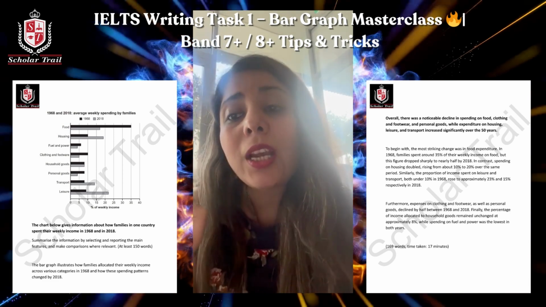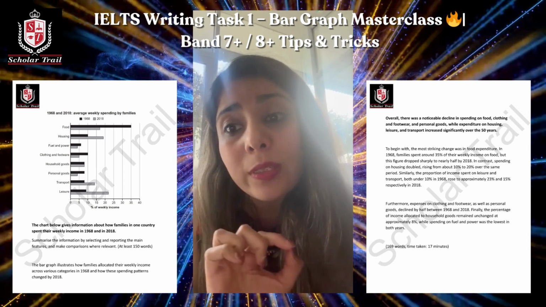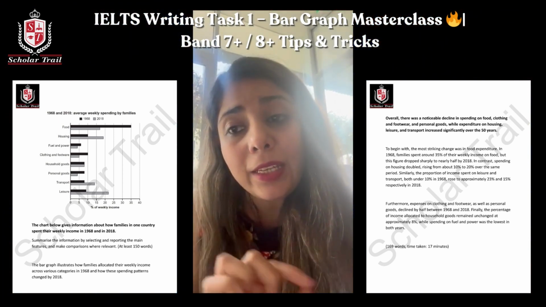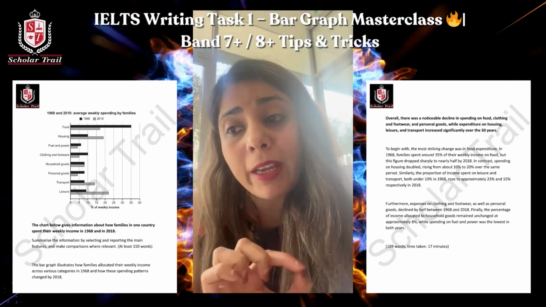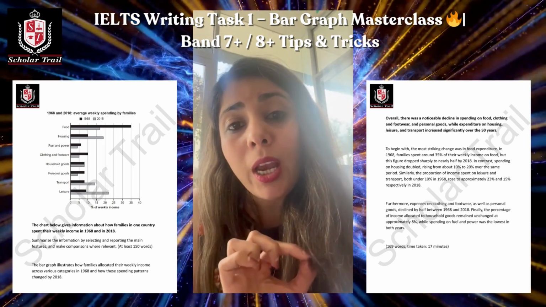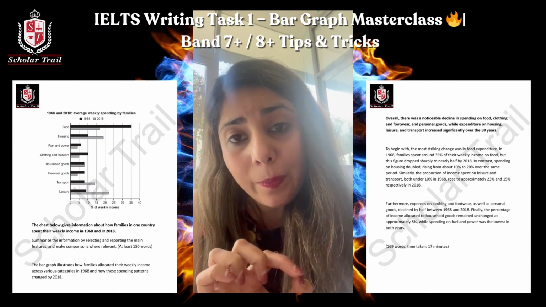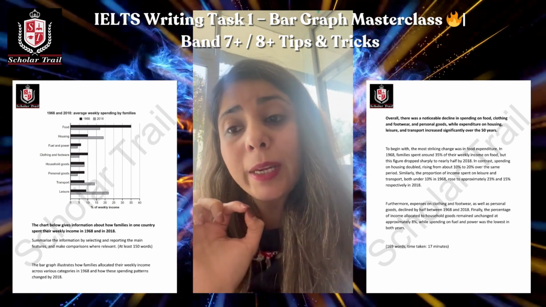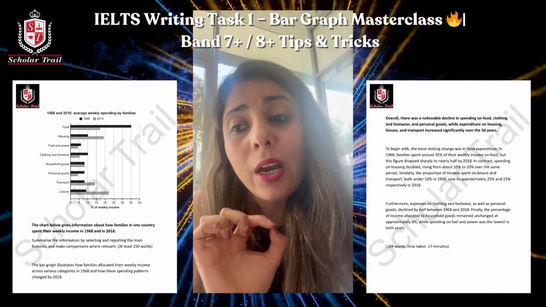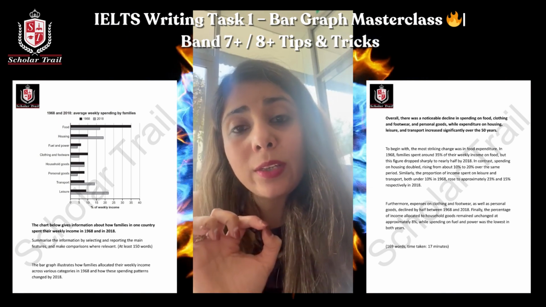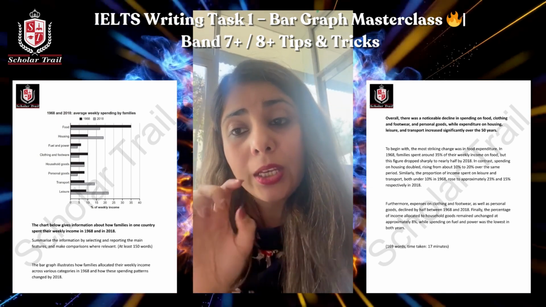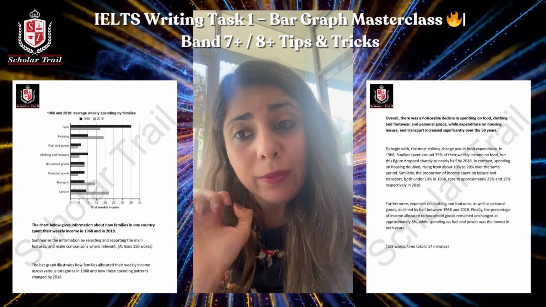To begin with, the most striking change was in food expenditure. If you see in 1968, families spent around 35% of their weekly income on food, but this figure dropped sharply to nearly half by 2018. In contrast, spending on housing doubled, rising from 10 to 20% over the same period. This is how I've written my first main body paragraph.